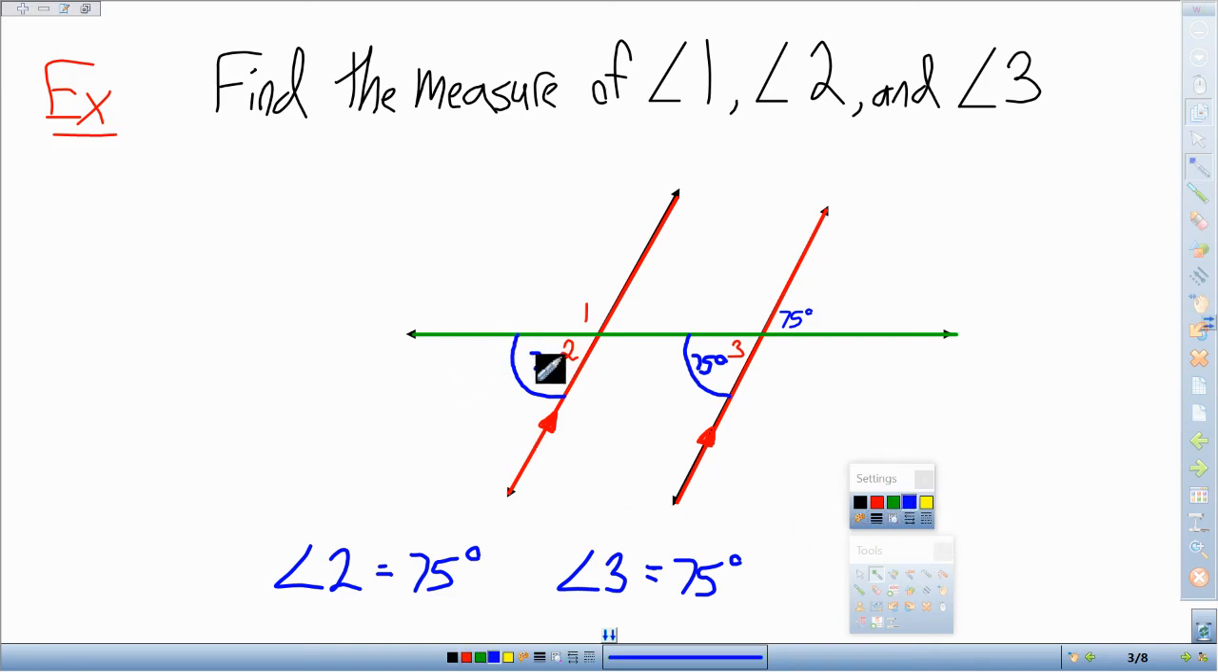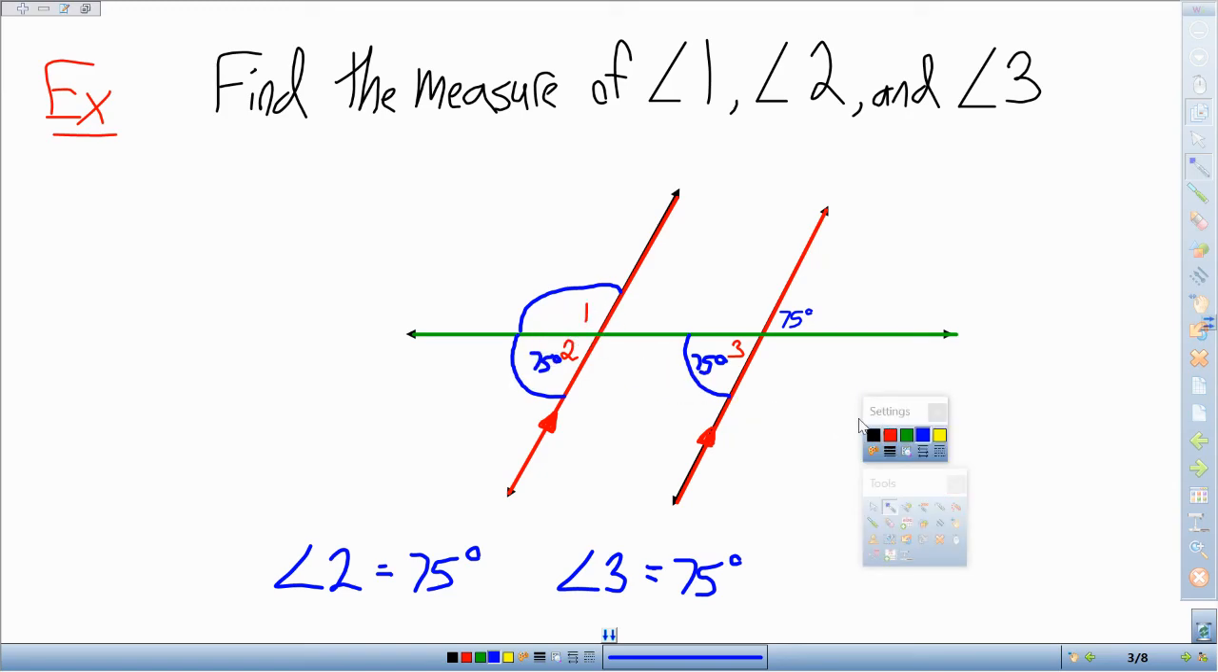You guys might notice angles 1 and 2, they make a flat line. They're technically a linear pair. And I know that means they are supplementary. They add to 180 degrees. So if this is a 75-degree angle, you can probably do the math in your head. I know that angle 1 has to be 105 degrees.